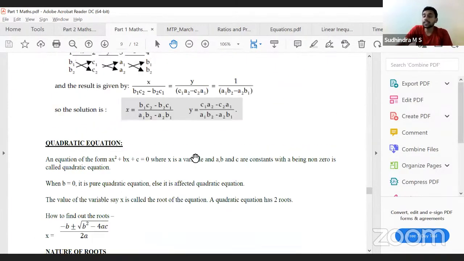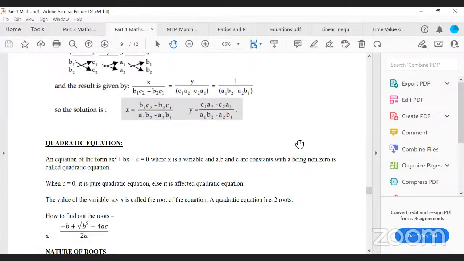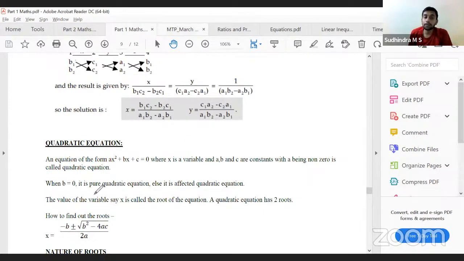Quadratic equation means the highest power is, what is the highest power in case of a quadratic equation? 2. Highest power is 2, right? And in case of a quadratic equation where b is equal to 0, we call it a pure quadratic equation, and else it is an affected quadratic equation. Now, since the highest power is 2, it will have 2 roots.